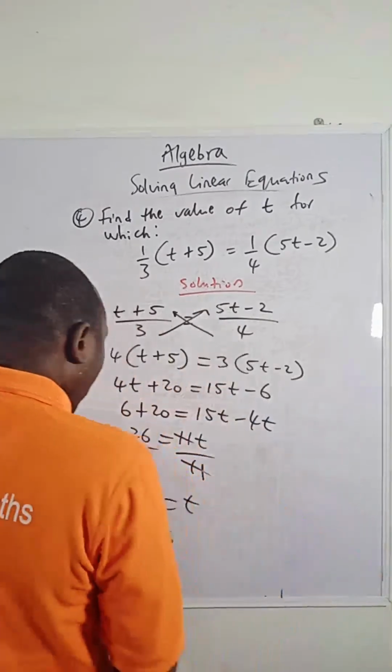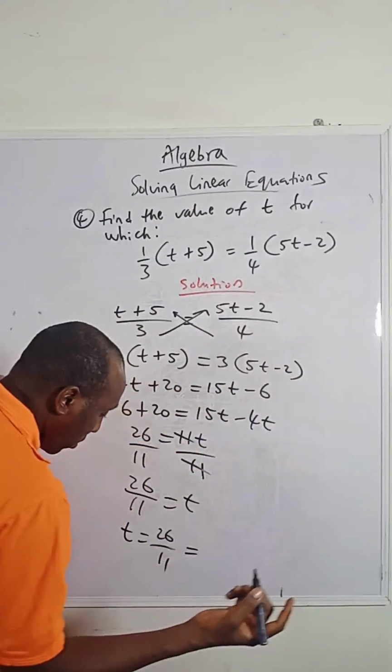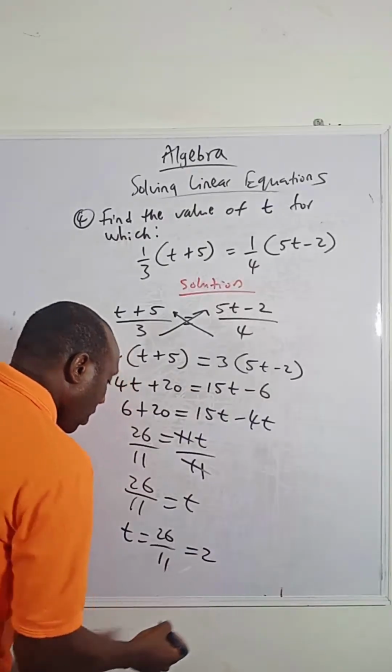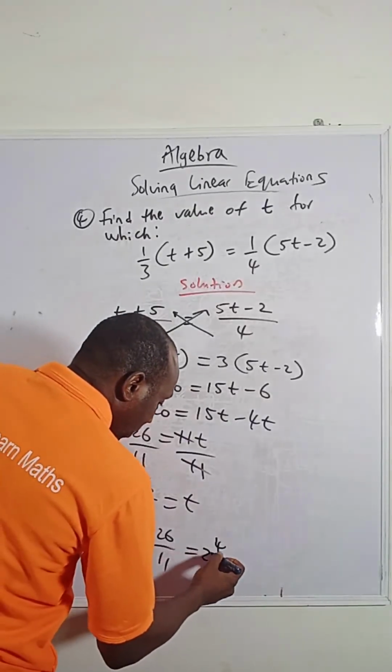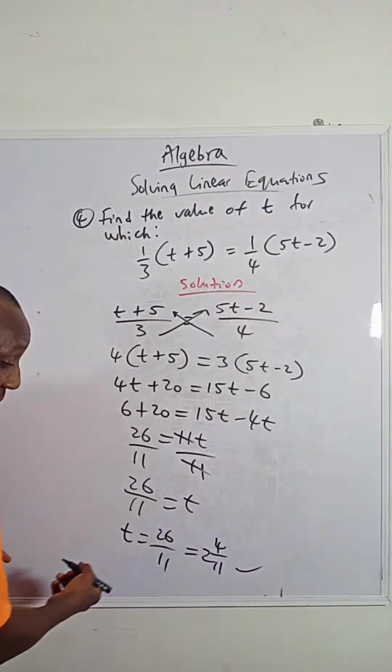So we can decide, if you like, you can write it as a mixed number. 11 will go into this how many times? 2 times, with a remainder of what? 4 over 11. If you like, you can leave it like this, or this is also fine.